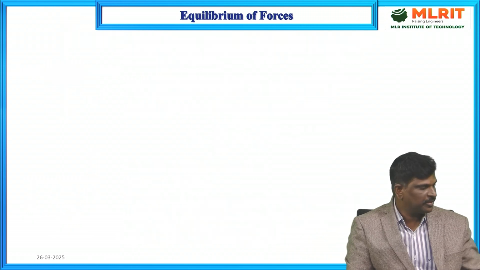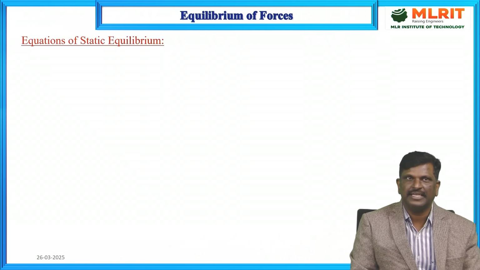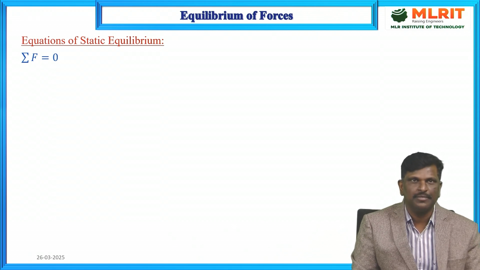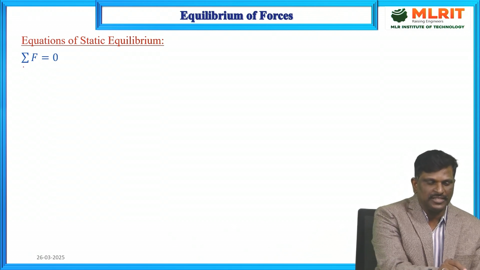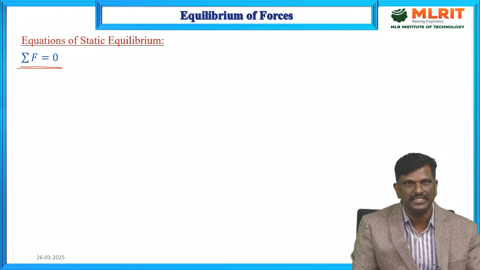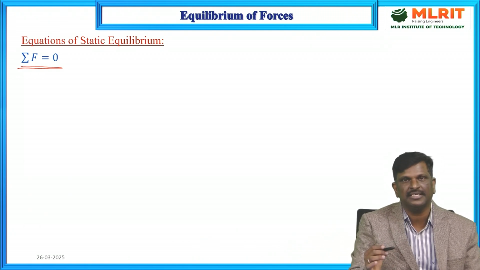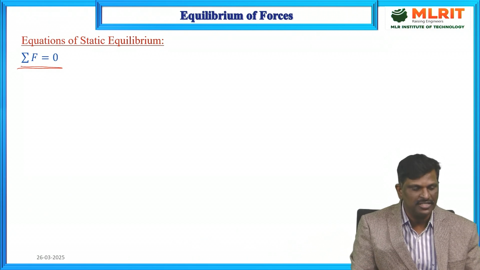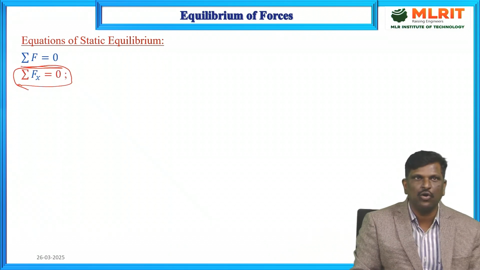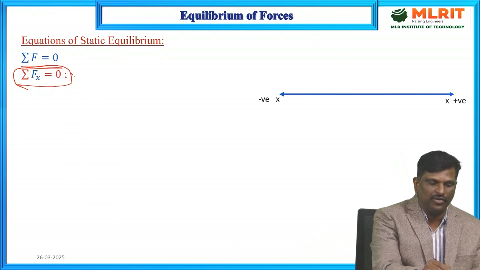Now look at the equations of static equilibrium. Sum of all forces acting on the body is 0. That means the sum of all forces, or algebraic sum of all forces, is 0. It is not that no force is acting on the body. Even though 100 forces are acting on the body, the algebraic sum of all 100 forces must be 0. Look at this. Sum of all forces acting along x direction is equal to 0. So this is one equation of static equilibrium.